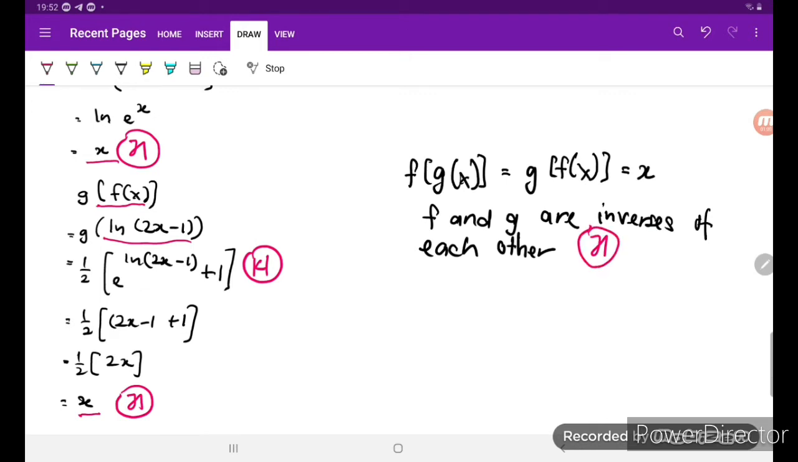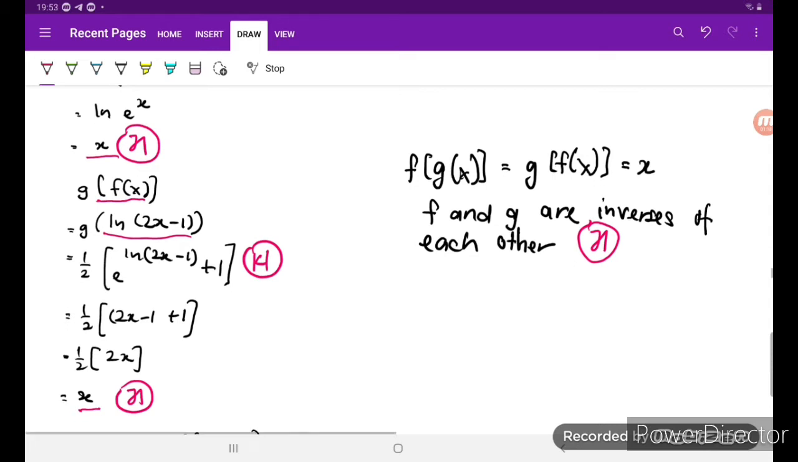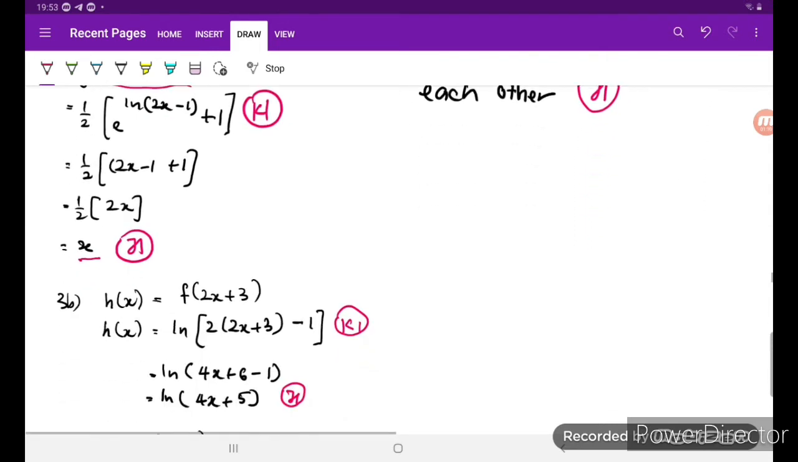It's either that you say f and g are inverses of each other, or you can say f is the inverse of g, g is the inverse of f. The statement is the same. So 5 marks altogether for 3a.